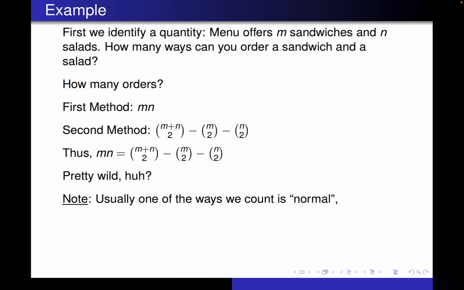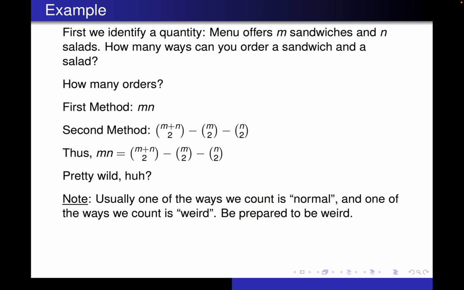So here's the note. Whenever we decide on something that we want to count, there's usually one of the ways that we count that is normal. That M times N was just the natural way of counting the number of ways. And then there's one way that we count that is weird, right? We can't just count it normally twice because then we get a stupid equation, right? The only way we're going to get an interesting equation is if we count at most one in a normal way, and at least one of them in a weird way. So all I say is when you're doing these combinatorial proofs, you should be prepared to be weird.